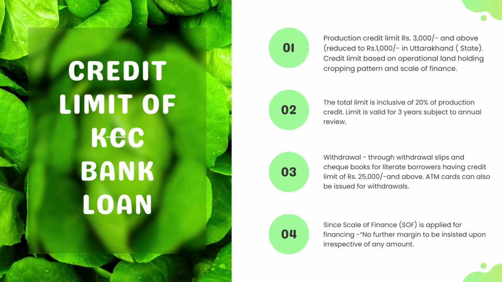Credit limit of KCC bank loan: 1. Production credit limit 3,000 rupees and above, reduced to 1,000 rupees in Uttarakhand state. Credit limit is based on operational land holding, cropping pattern and scale of finance. 2. The total limit is inclusive of 20% of production credit. Limit is valid for 3 years subject to annual review. 3. Withdrawal: through withdrawal slips and checkbooks for literate borrowers having a credit limit of 25,000 rupees and above. ATM cards can also be issued for withdrawals. 4. Since scale of finance (SOF) is applied for financing, no further margin is to be insisted upon irrespective of the amount.